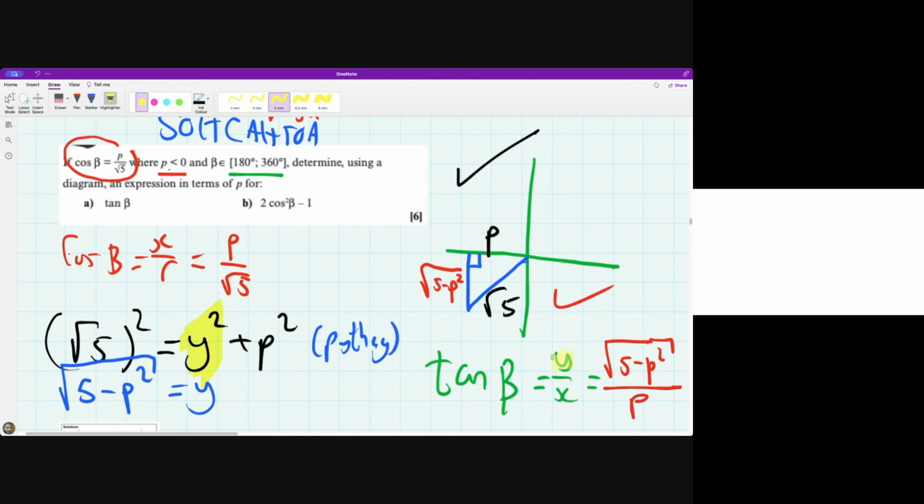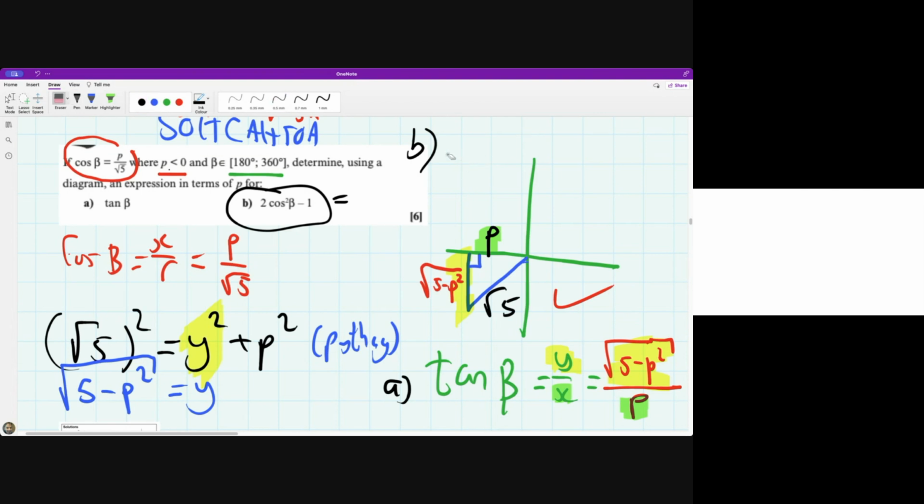So I'm just pulling straight out of the triangle. So y is this one, whereas the x is that one. Okay, what is this going to evaluate to? So I've done A for you. Can you work out what B is going to be? What does it evaluate to using this triangle?